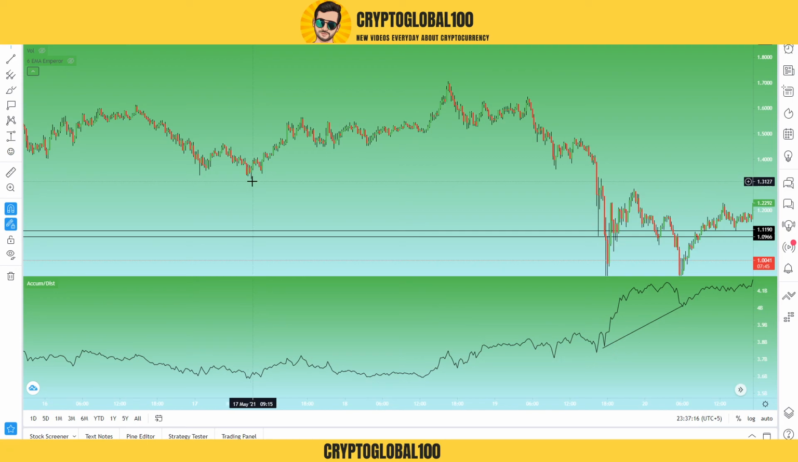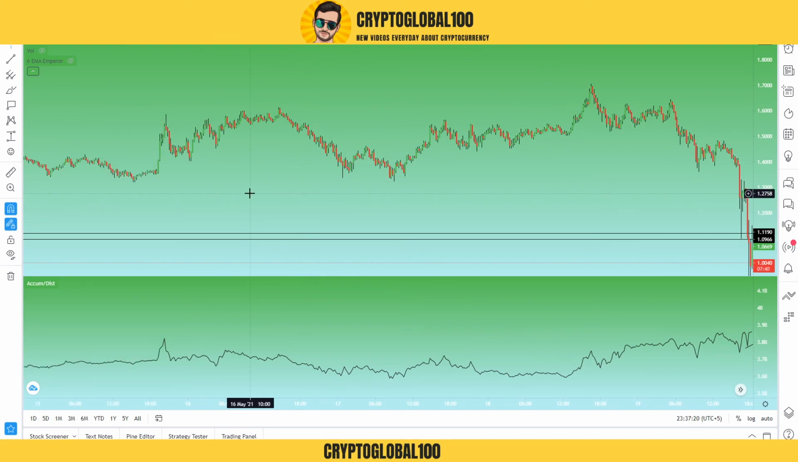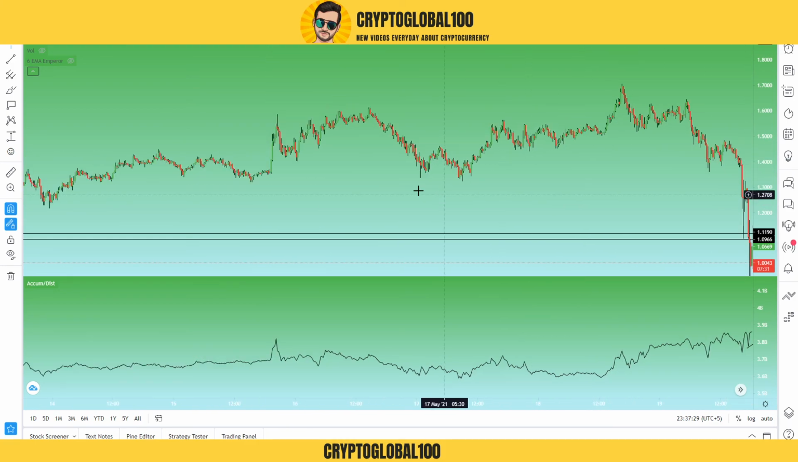So that's how this indicator works. Right now I can draw multiple regions, but the video is getting long, that's why I will sign off from here.